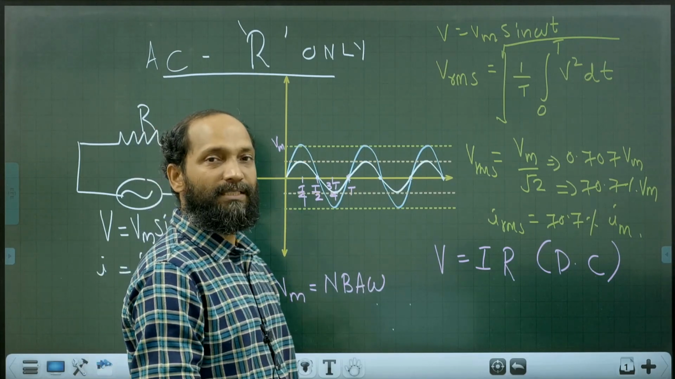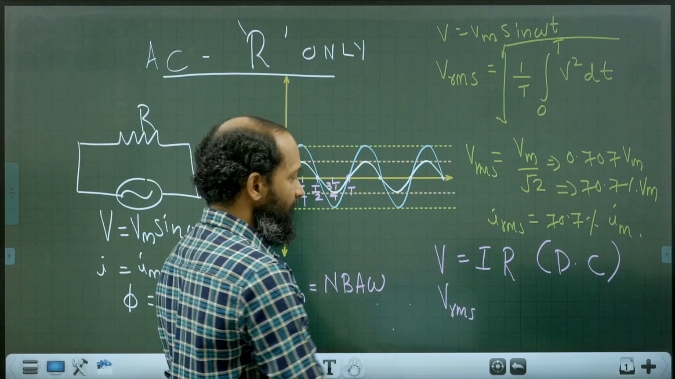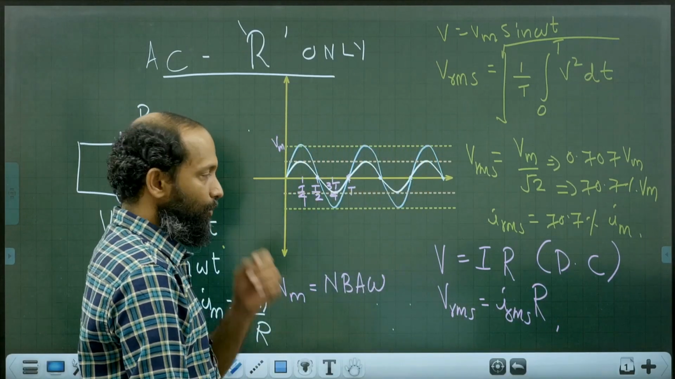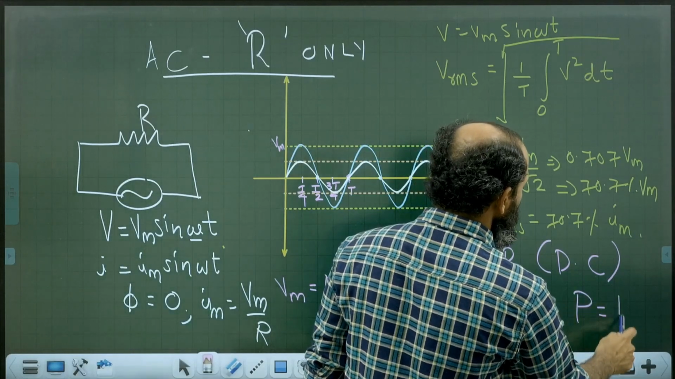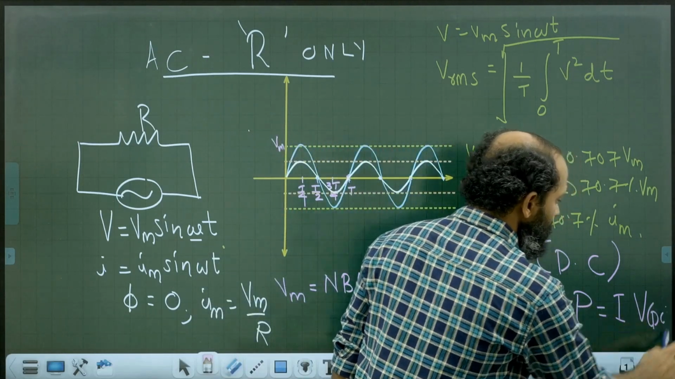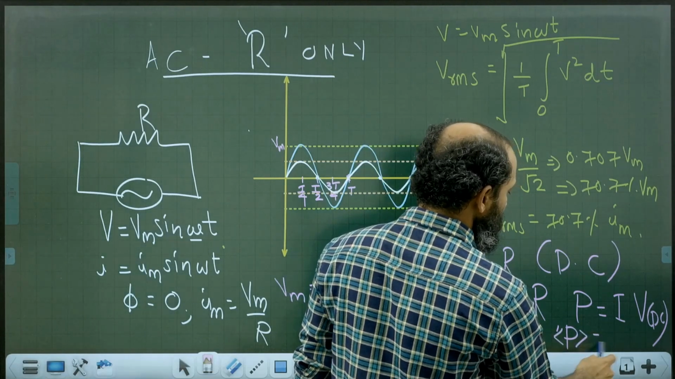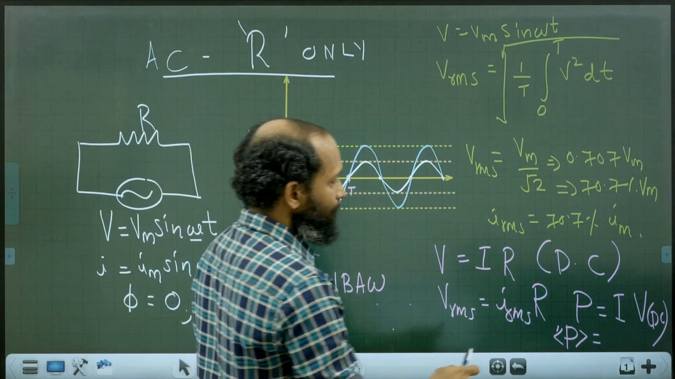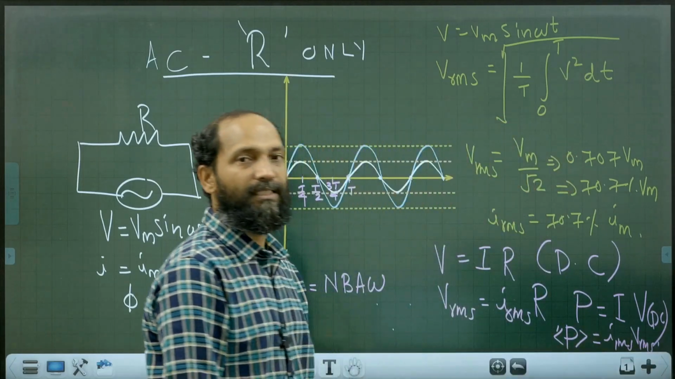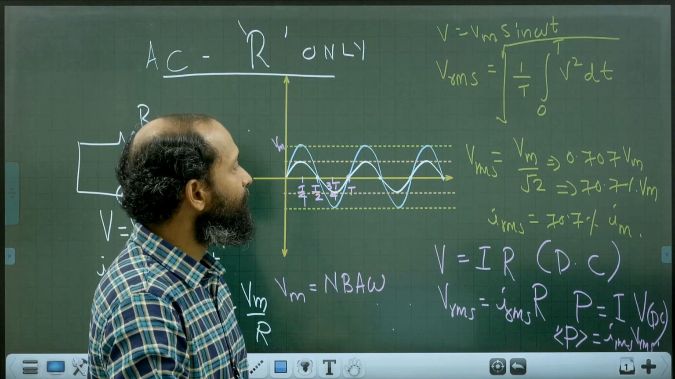When you apply the same to AC situations, this voltage will be given a suffix root mean square. Vrms equal to Irms into R. So average power, if you wish to get average values for DC like this, P equal to IV, then we may write average power is equal to Irms times Vrms. So all DC equations we can convert into AC counterpart by using this root mean square value.